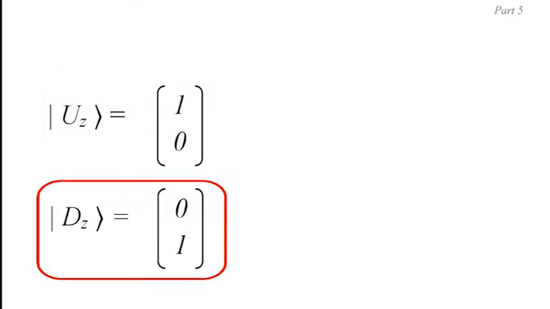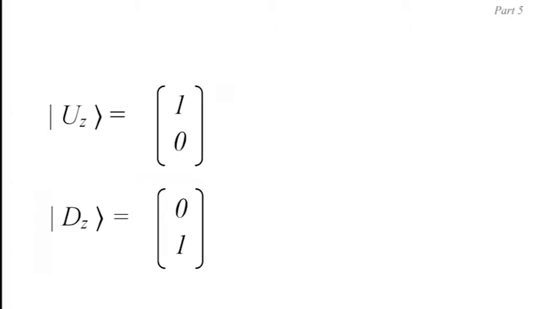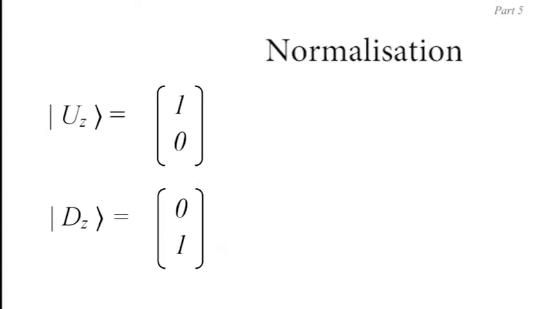This state, on the other hand, has no upness and complete downness. This is the state representing spin down in the Z direction. I'm implying, of course, that 1 means complete contribution and 0 means no contribution. Now it's probably worth mentioning here that we like to work with states which are what we call normalized. This simply means that the sum of the squares of the numbers in the state vector must be equal to 1. Now this is obviously the case for these two states. 1 squared plus 0 squared equals 1. Both of these states are what we call normalized.